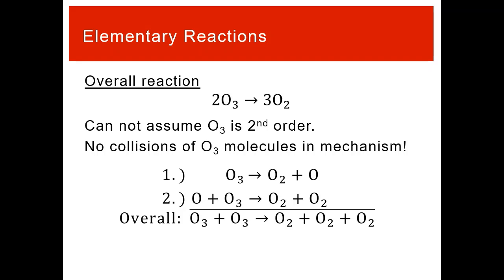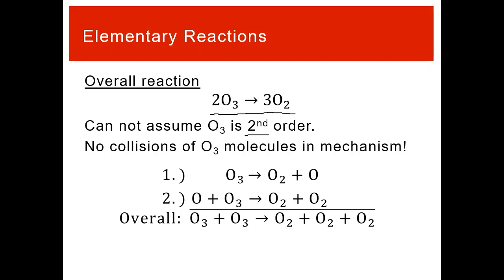So returning to overall reactions, say 2O3 becomes 3O2, that is an overall change. You start with some ozone, some O3, and you get oxygen molecules. When we're looking at these overall reactions, we cannot assume that the order is based off the coefficient. That's because these orders would correspond to the number of molecules participating in a collision. So if you were to say that O3 is second order, you would be implying that there are two of those molecules participating in a collision.